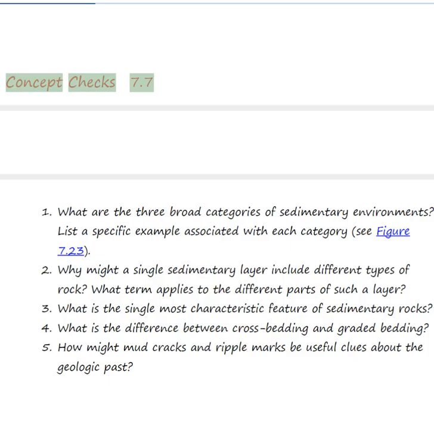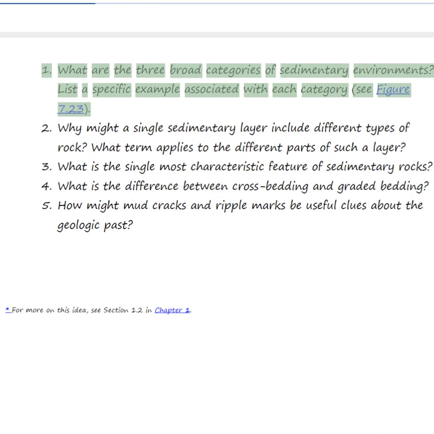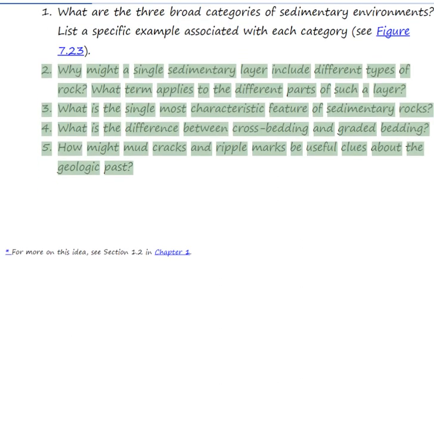Concept Checks 7.7. 1. What are the three broad categories of sedimentary environments? List a specific example associated with each category. 2. Why might a single sedimentary layer include different types of rock? What term applies to the different parts of such a layer? 3. What is the single most characteristic feature of sedimentary rocks? 4. What is the difference between cross-bedding and graded bedding? 5. How might mud cracks and ripple marks be useful clues about the geologic past? For more on this idea, see Section 1.2 in Chapter 1.